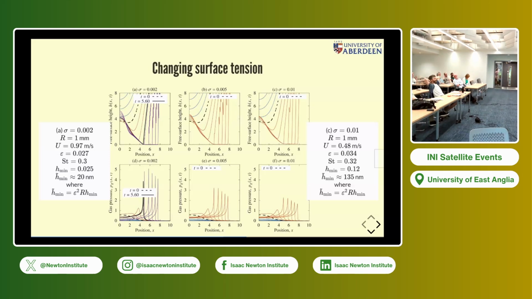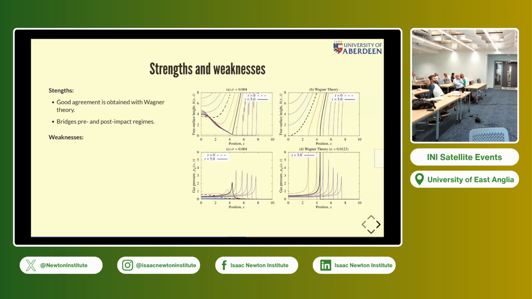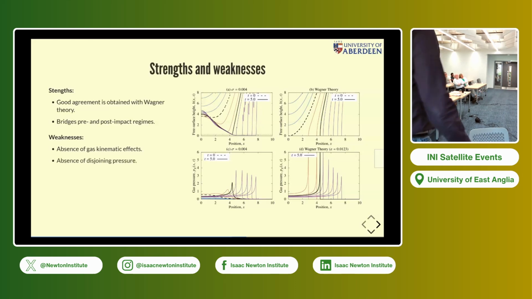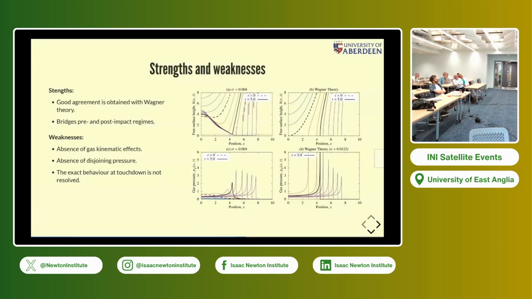Anyway, that has surface tension in there, and doesn't have anything other than surface tension. As for strengths and weaknesses, I get a good agreement with Wagner theory, at least I claim it's a good agreement, though take that with a pinch of salt, perhaps. But what we've got here is something to bridge this transition between pre-impact behaviour and post-impact behaviour. The weaknesses are all those things I have thrown out in order to get this rather simplified model. I haven't included gas kinematic effects, and I haven't included disjoining pressure. I'll show you how to put that back in in a minute. And I still don't know exactly what's going on in touchdown. I've regularized the problem for very small values of H, so I haven't actually got the behavior at the touchdown point.